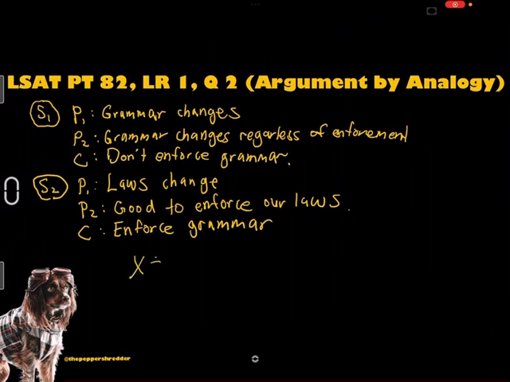X and Y both have attributes A. X has an additional attribute B. Therefore, Y probably has B. In Speaker 2's example above, X stands for laws. Y stands for grammar rules. A stands for changing constantly. B stands for caring about enforcement.